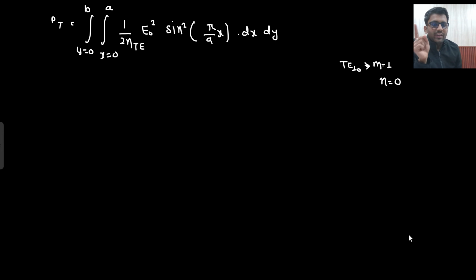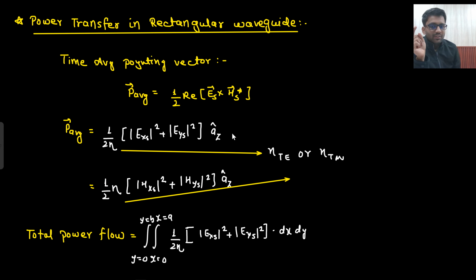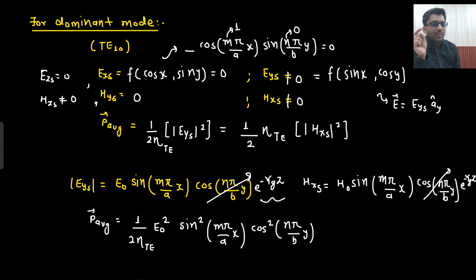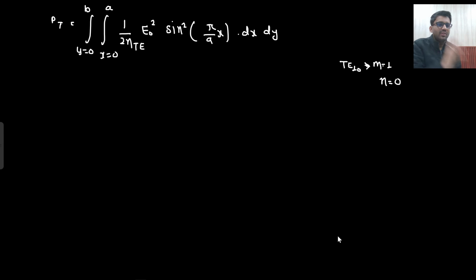Here, why am I doing the derivation? Earlier I did not do the derivation because that was not important. This derivation can help you anywhere, so that's why I am doing it. Now what do I need to do? 1 by 2 eta TE, E naught square, that is constant. So E naught square divided by 2 eta TE.